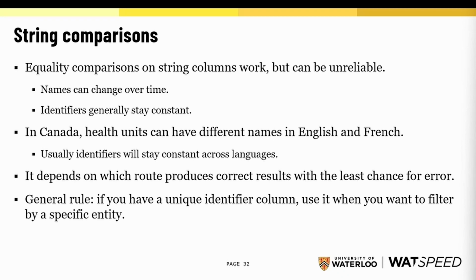In my work, I always recommend that you use the route that will produce the results with the least chance for error. And if you have a unique identifier column, especially if it's a number, I suggest that you use that when you want to filter by specific entities.